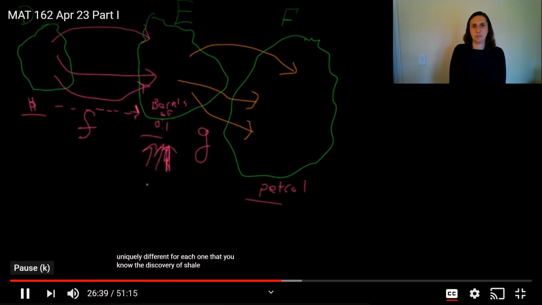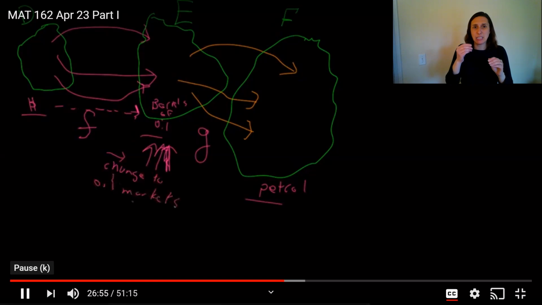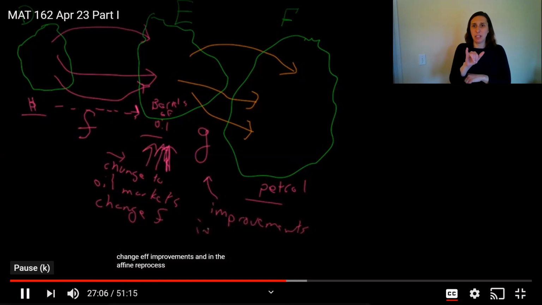The discovery of shale fracking changed the cost analysis of barrels of oil. So I would have to update function f on that change. Change to oil markets: change f. Improvements in the refinery process will change G.